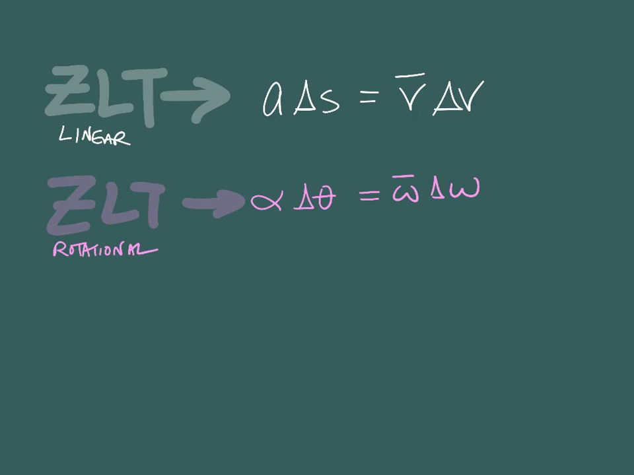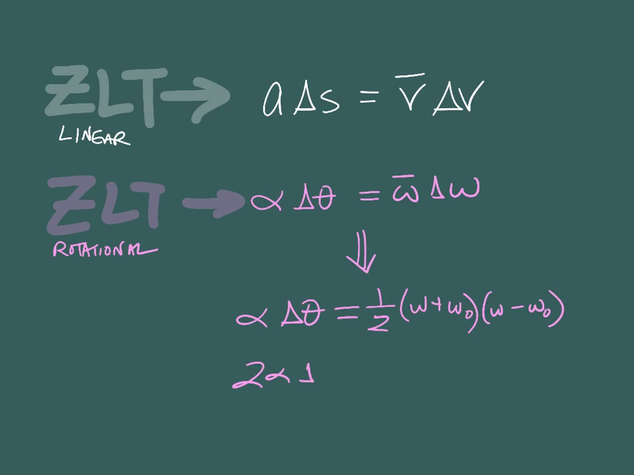All right, and this would work out: alpha delta theta would be 1/2 (omega plus omega naught) times delta omega. That's what the average omega is. The delta omega is final minus initial. And once again, I could put 2 alpha delta theta equals omega squared minus omega naught squared. And if you recall, this linear form also worked out to 2 a delta s equals v squared minus v naught squared. We used that a few times.